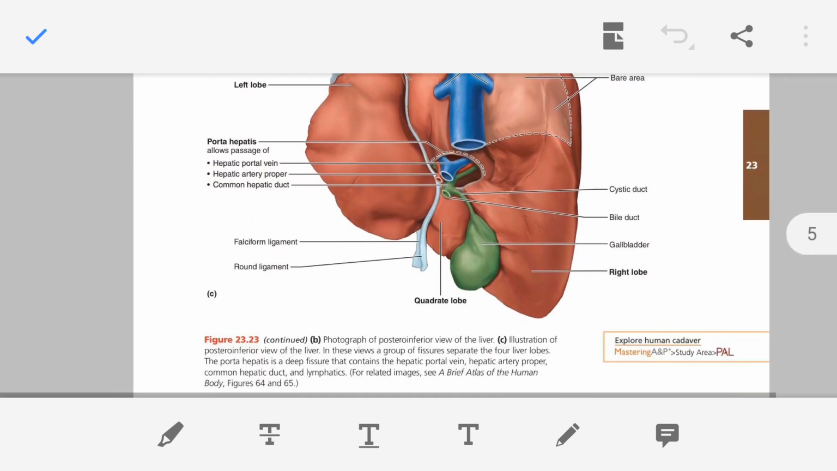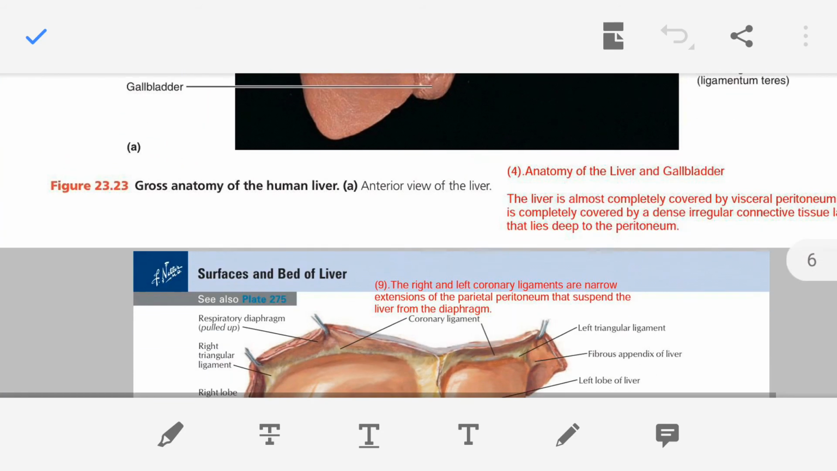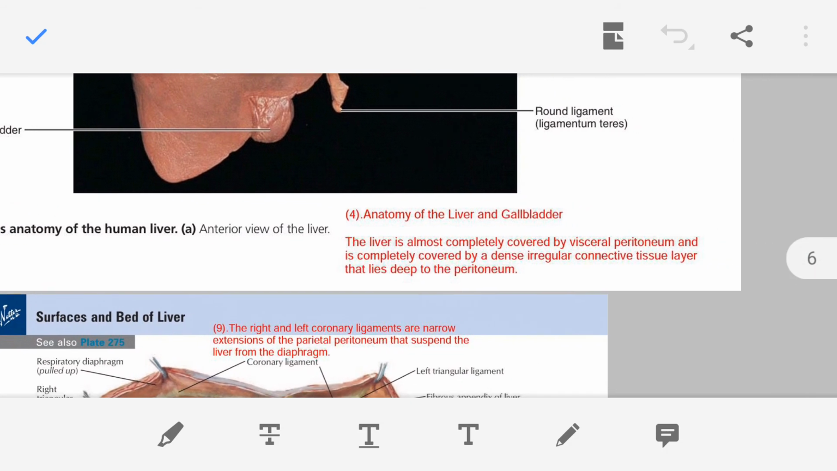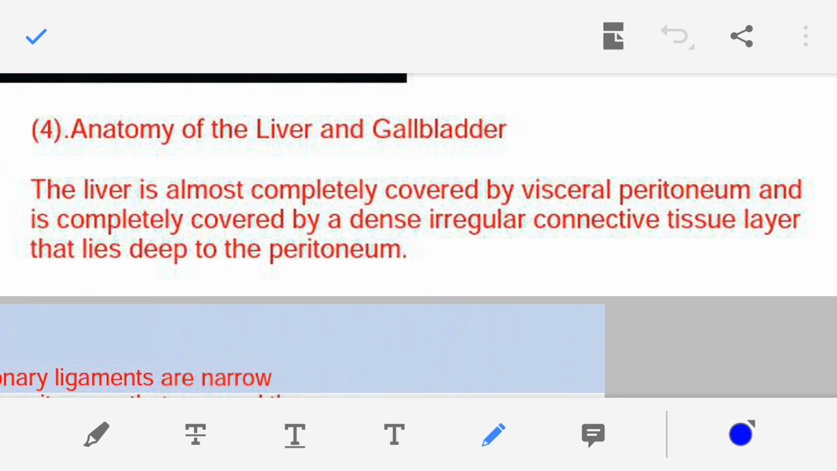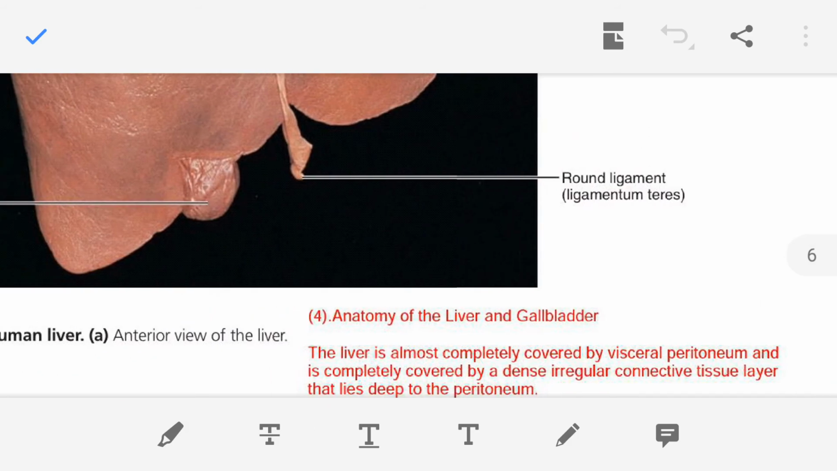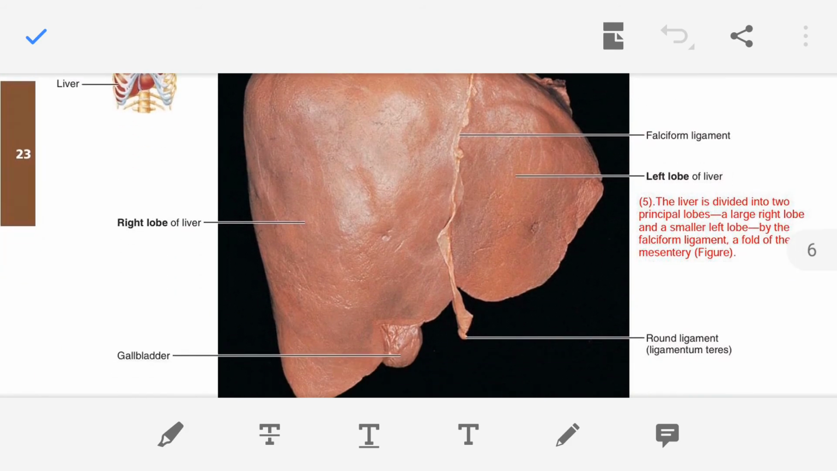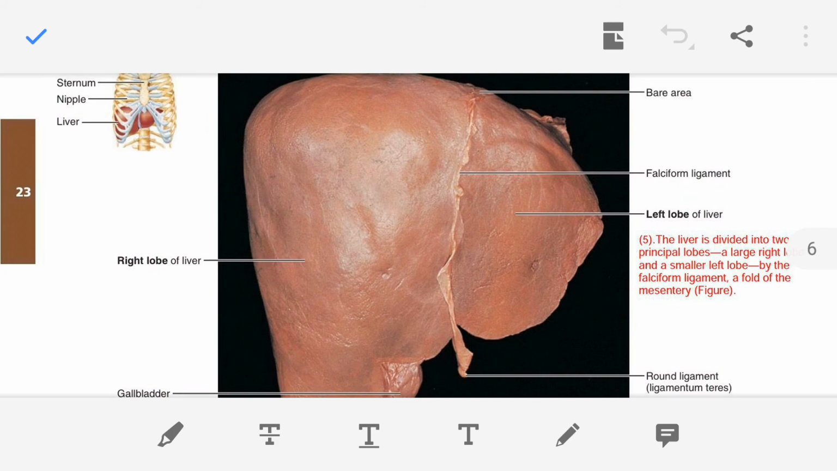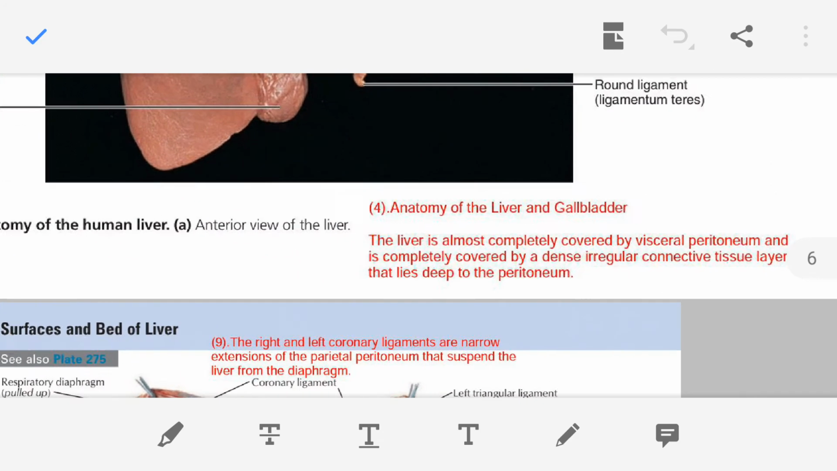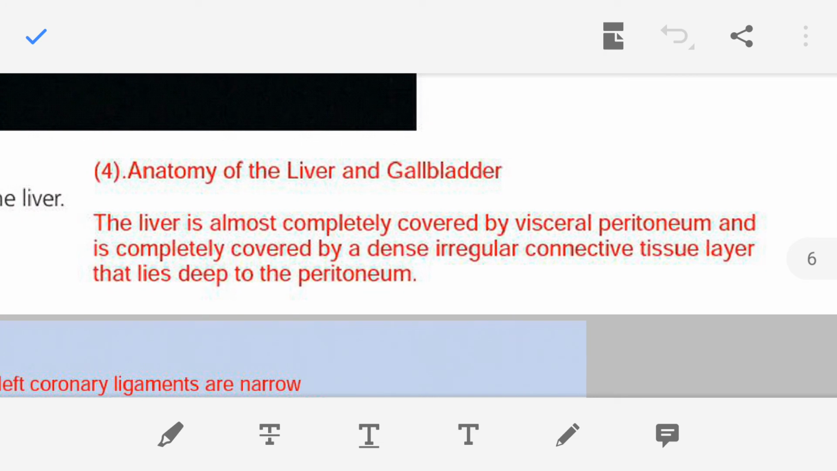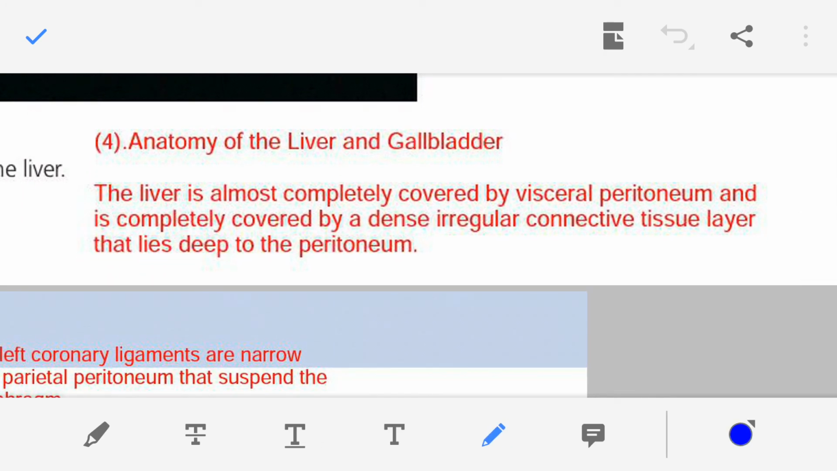Now the fourth point. The liver is almost completely covered by visceral peritoneum. Here the liver is shown in this figure, but we cannot observe the visceral peritoneum. So it is there, but with our naked eye we are not able to view this visceral peritoneum. We cannot see it.